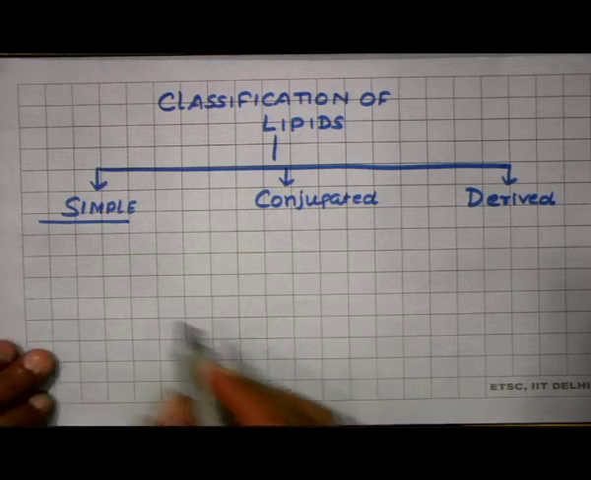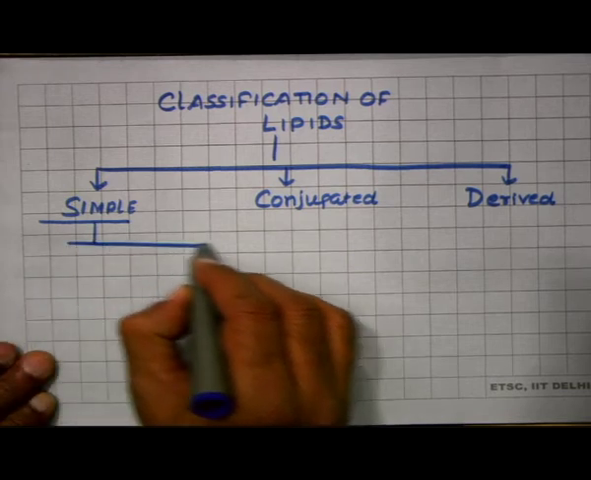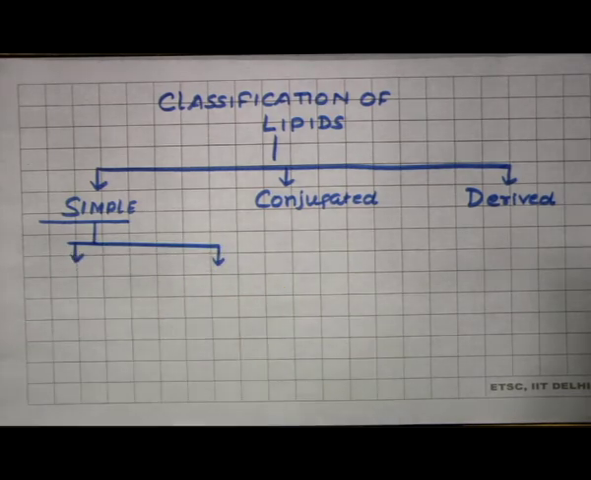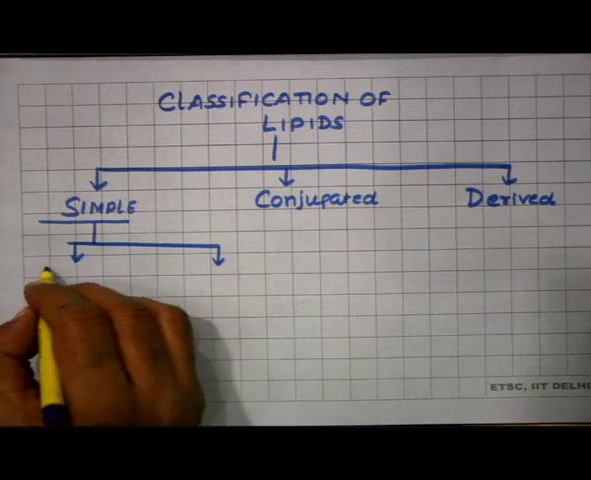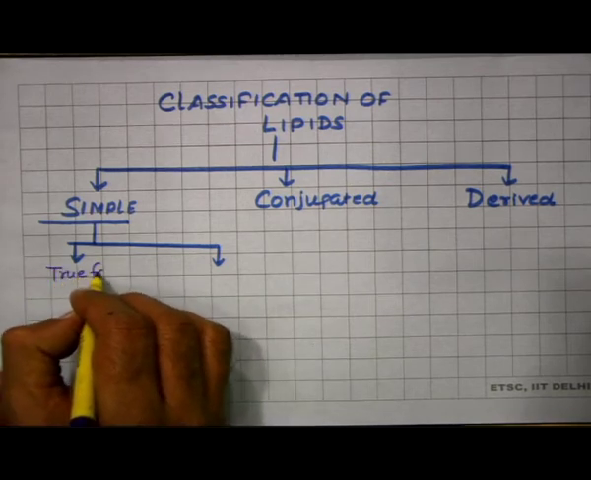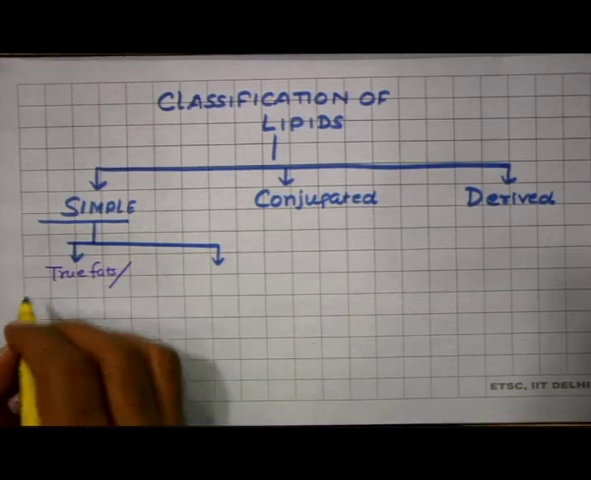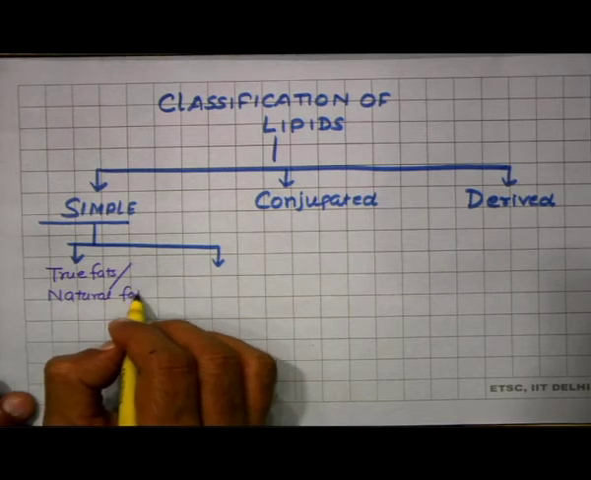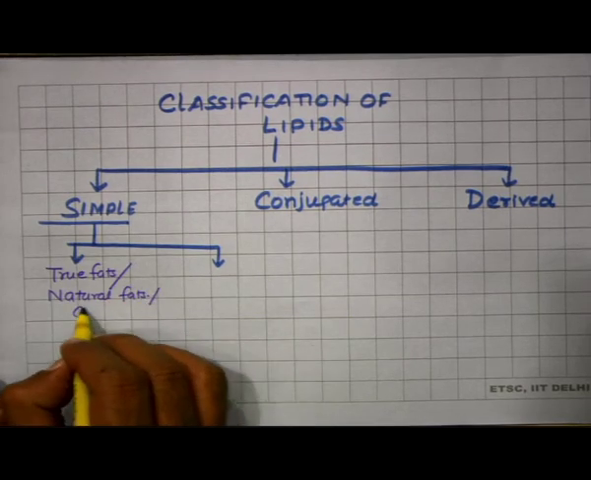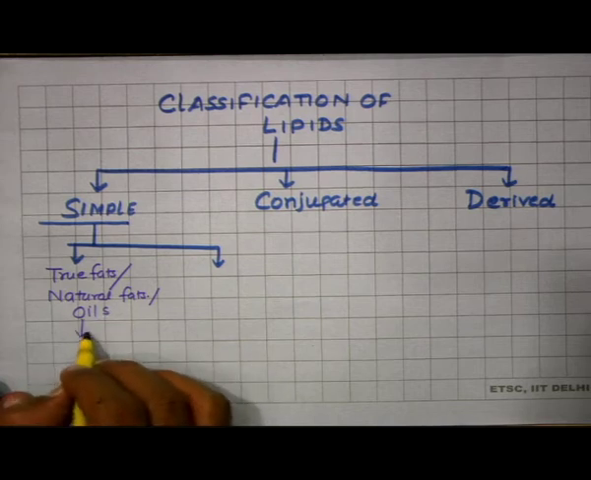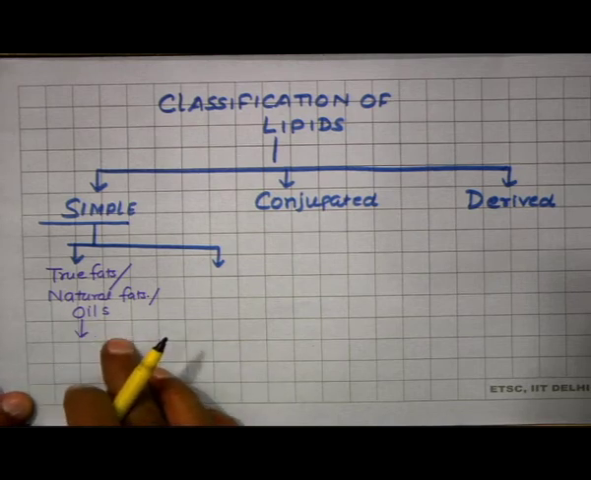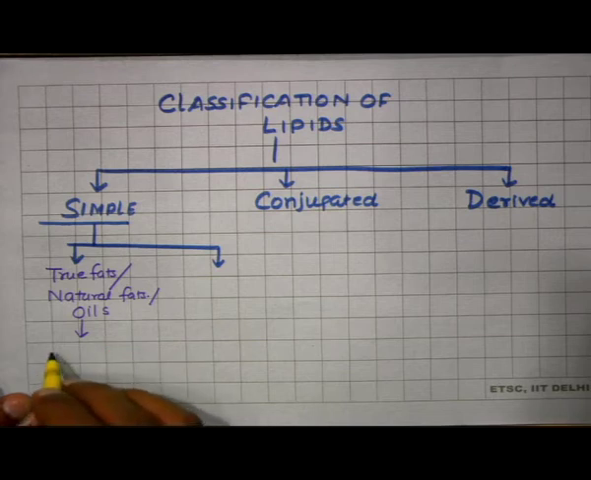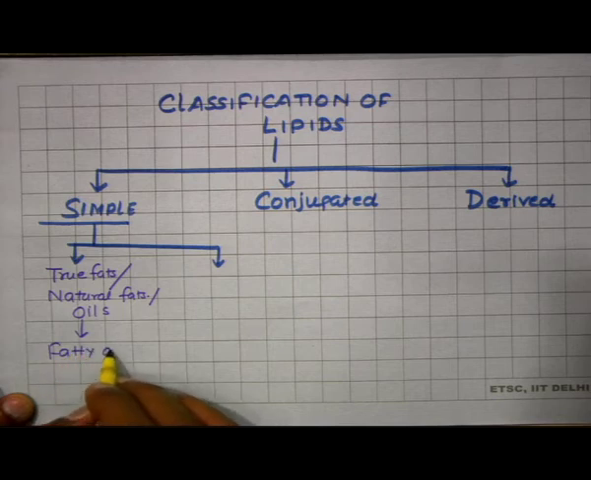Simple lipid is also divided into two forms. The first one is called true fats, also called natural fats or oils. These natural fats or oils are simply formed by the combination of fatty acid and glycerol.